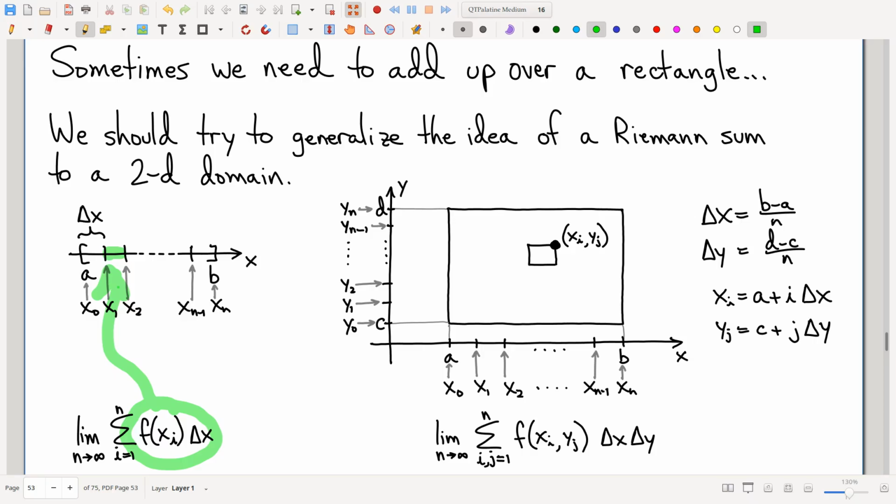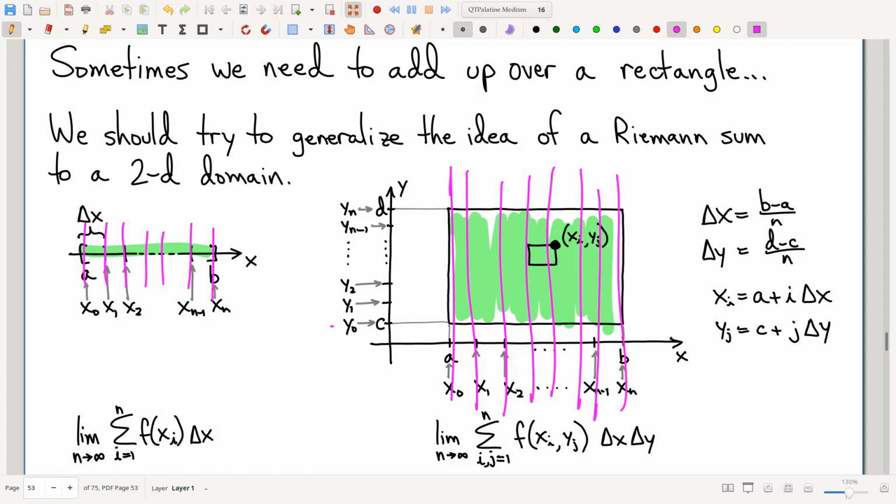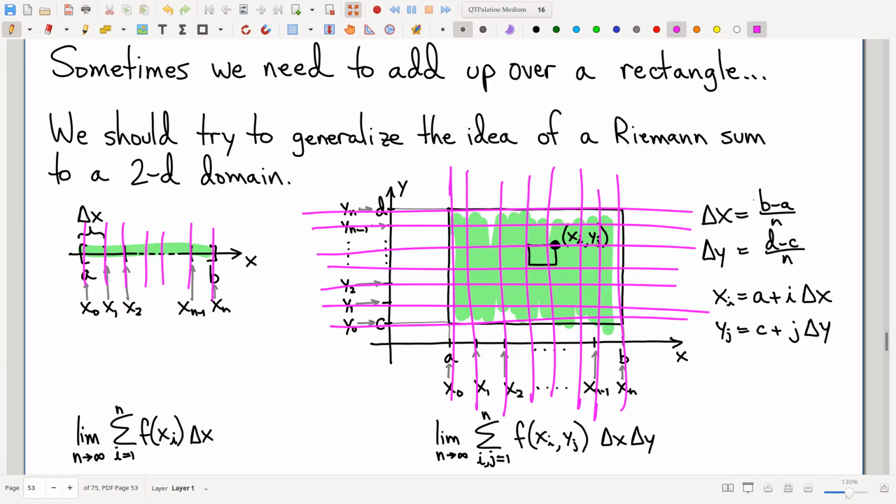All right, so we're just going to do the same thing over here. Instead of taking an interval and chopping that into pieces, we're going to take now a rectangle and chop it up into little pieces. Now, when you chop into little pieces, you slice both ways, like so. And again, we're going to make the same kind of argument that we did previously.